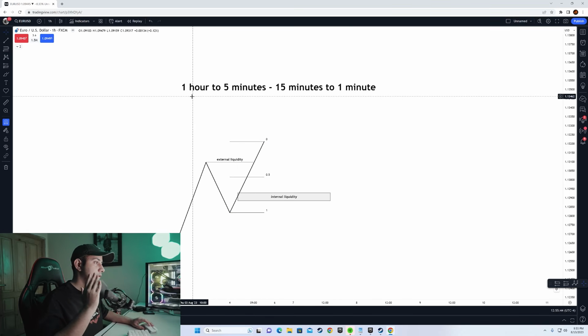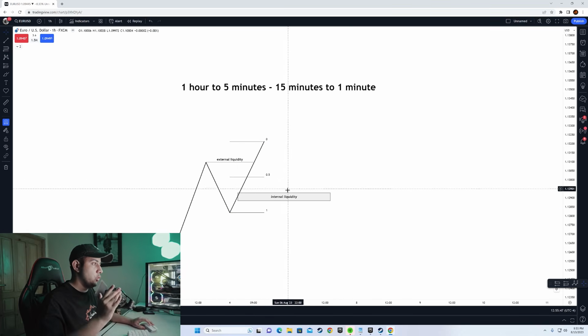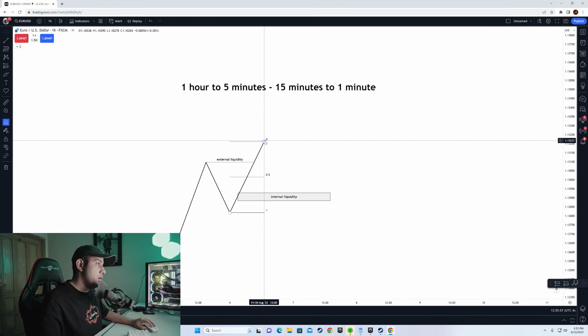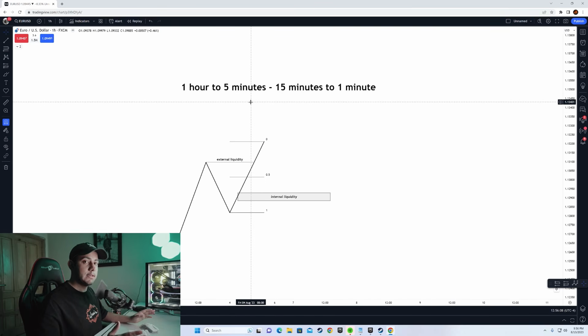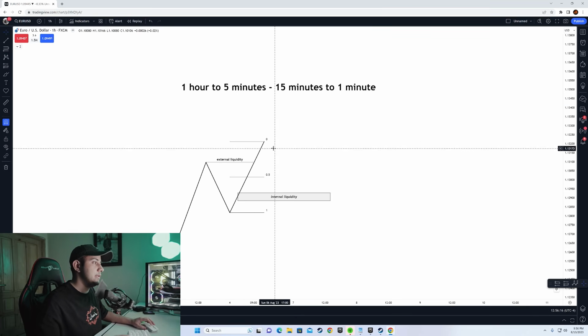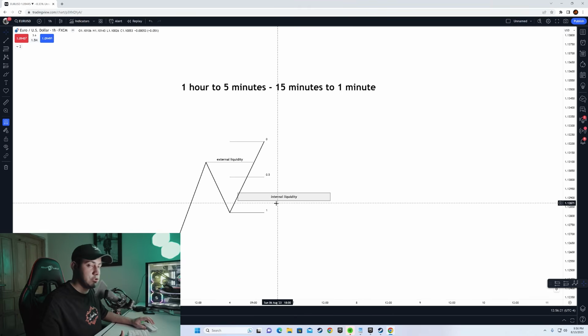Once you have the external liquidity taken out, your immediate reaction is that our next draw on liquidity is going to be this fair value gap in the discount. So once price takes out the external liquidity on the 1-hour time frame, you have to look for a market structure shift on the 5-minute time frame. Once you get the market structure shift on the 5-minute time frame, that is going to confirm that our bias for this specific time is going to be bearish.